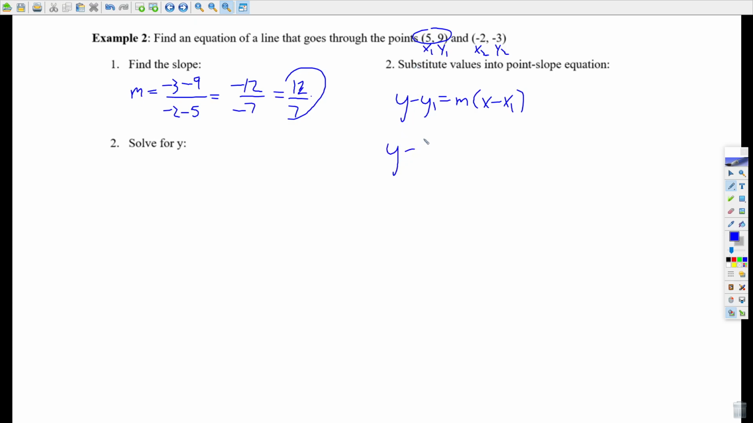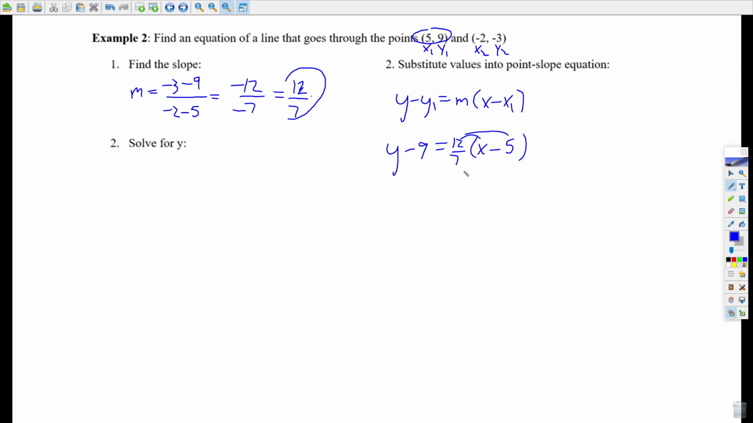So that would be y minus, what's your y1? 9 equals your slope, 12 over 7, times x minus your x1, 5. All right, now we do the same thing we did before. Like, this is the same process every time. You find the slope, plug the numbers in, and then we're going to finish this by solving for y.